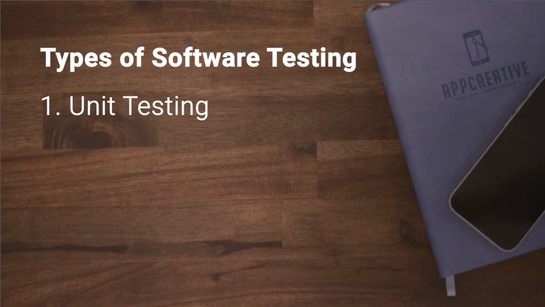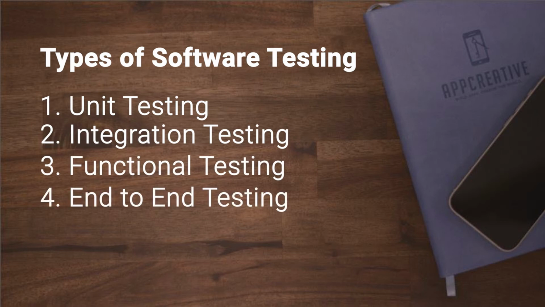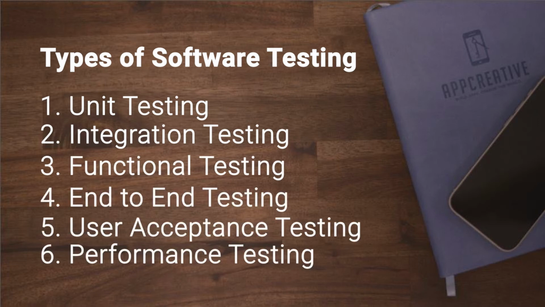When testing apps, there's not just one kind of test to perform. There are actually several specific types of testing that could and should be conducted over a period of time. So in this video, we outline the different types of testing. So here they are: unit testing, integration, functional testing, end-to-end testing, user acceptance testing, and performance testing. Most of these can be done both manually and with automation.